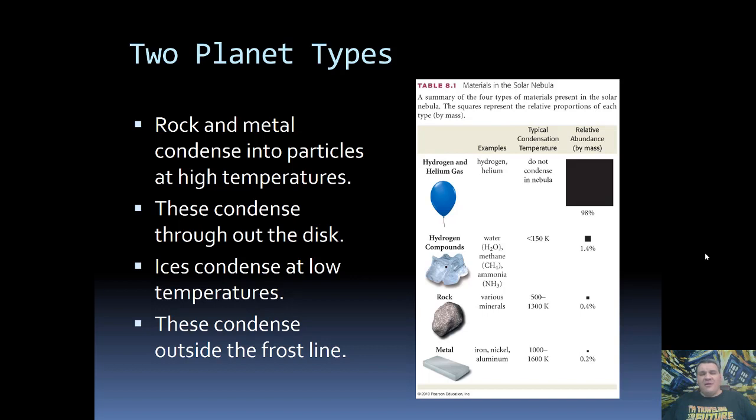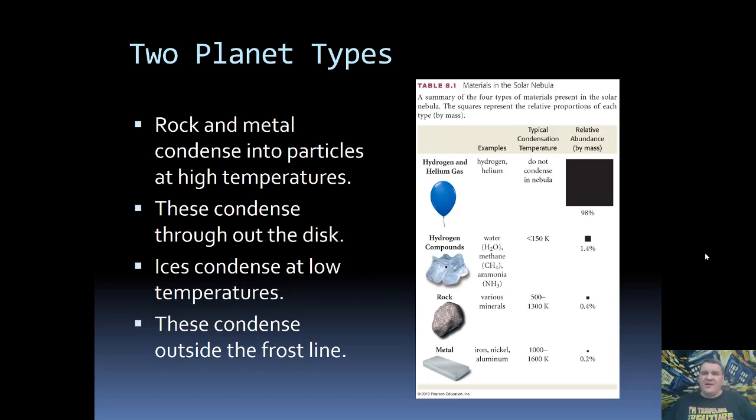So rock and metal are able to condense at very high temperature. Think about the melting point of rock and metal. This stuff is really, really hot when it finally melts. So it's going to be able to form into solid particles even at very high temperatures. What this means is rock and metal are going to be able to form everywhere throughout the disk. Whether it's hot or cold, we're going to be able to form rocky particles.